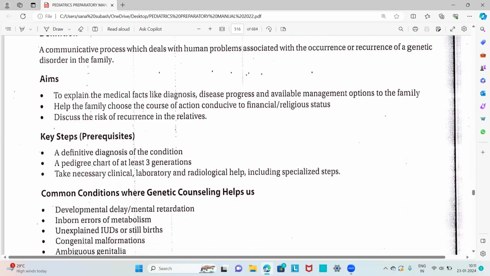Then what are the aims of the genetic counseling? The aims are to explain the medical facts like diagnosis, disease progress of this condition, and available management options to the family. That is the most important aim. Then also we have to help the family to choose the course of action conducive to their financial or religious status, according to the parents' or relatives' status. Then also discuss the risk of recurrence in the relatives. So these are the aims of the genetic counseling.